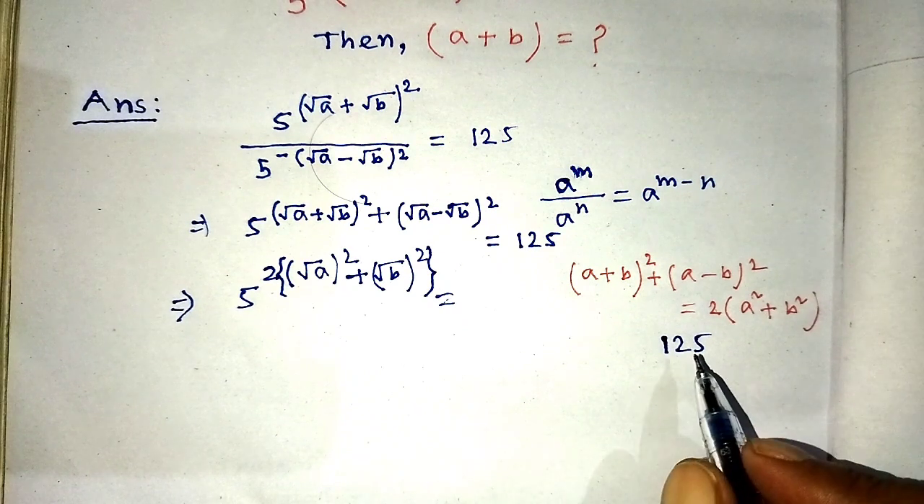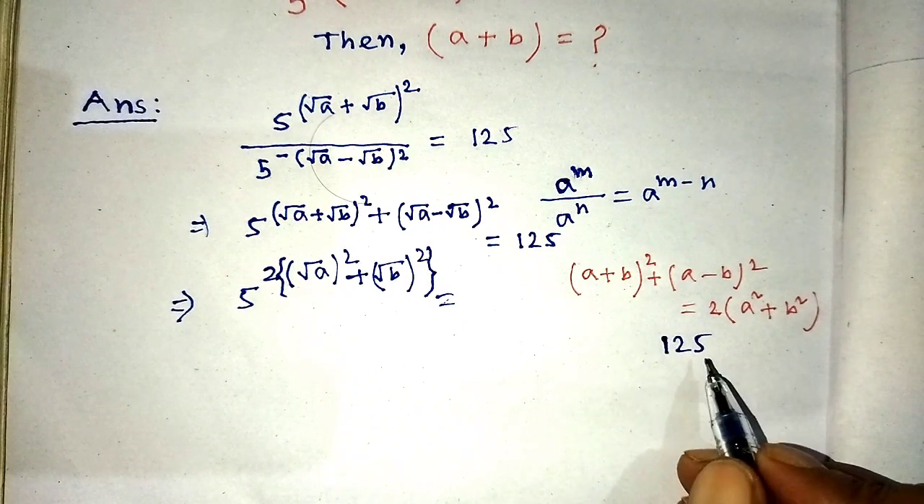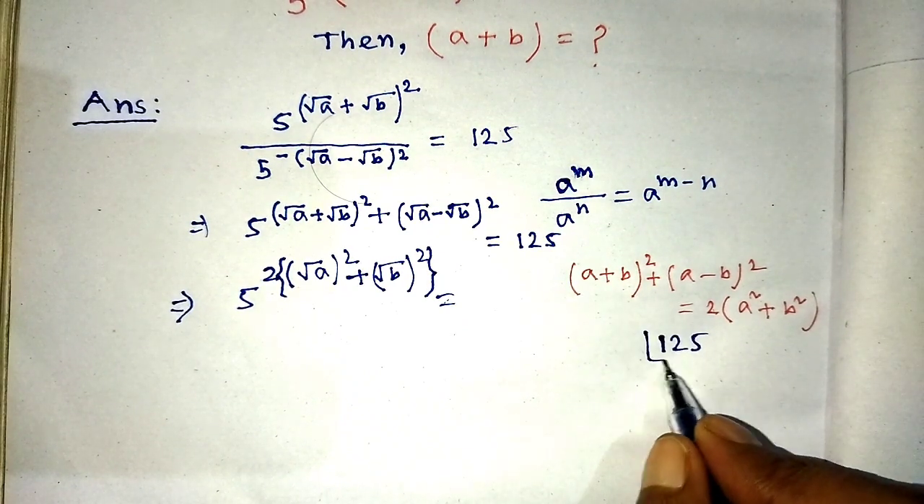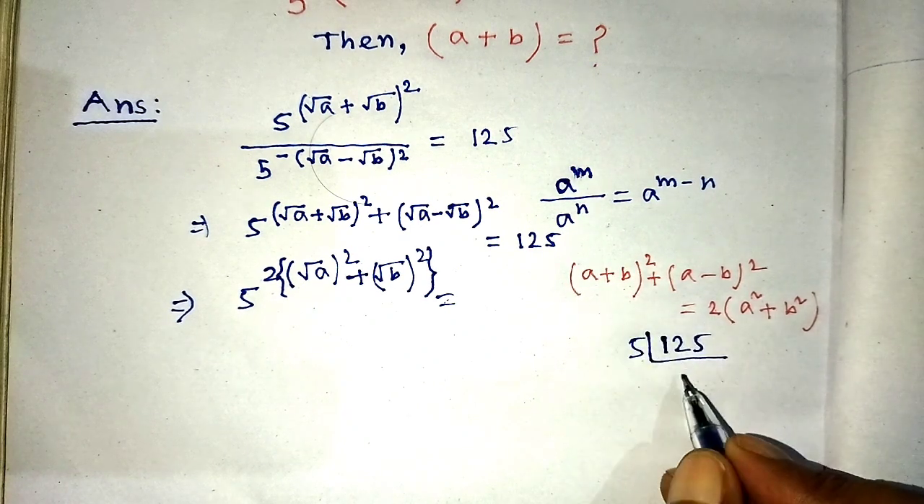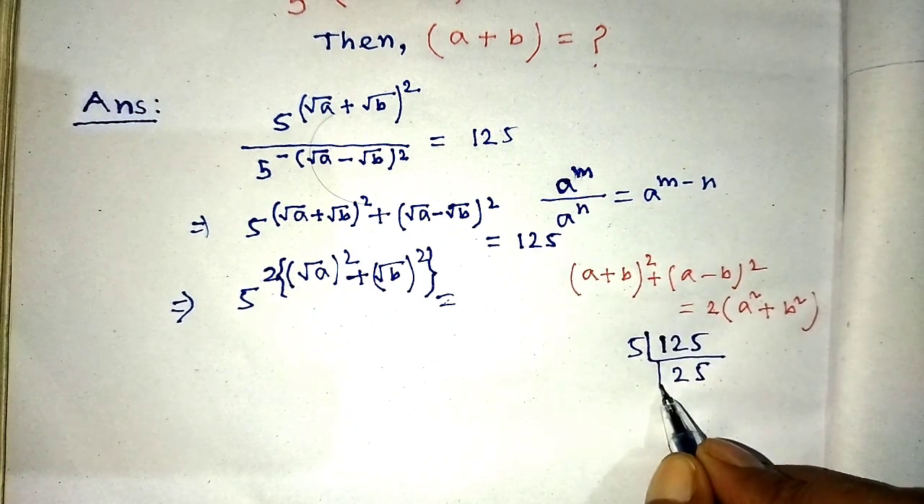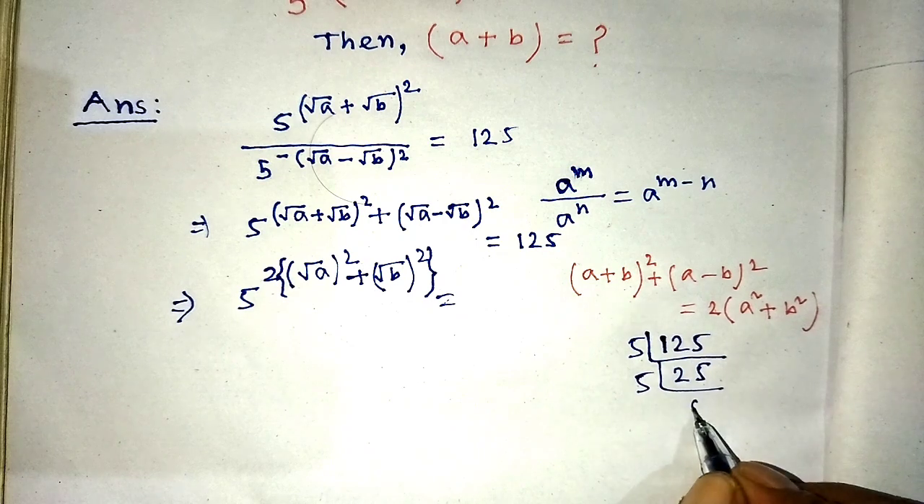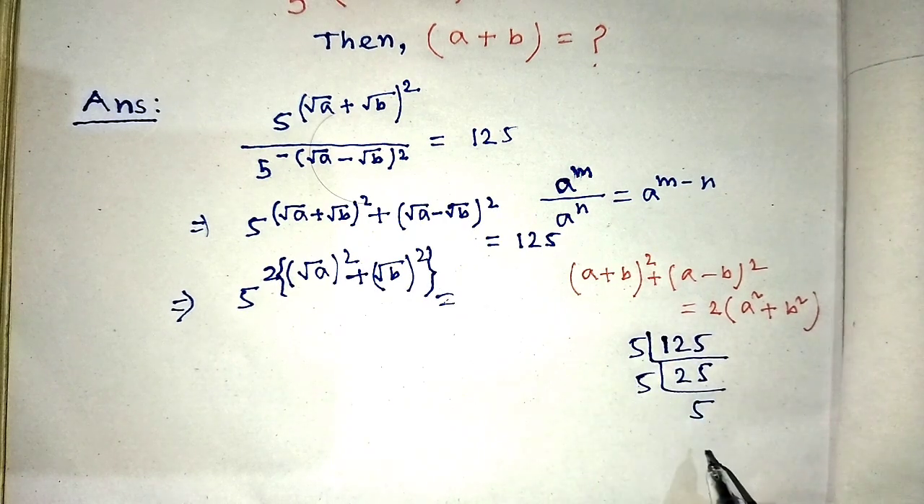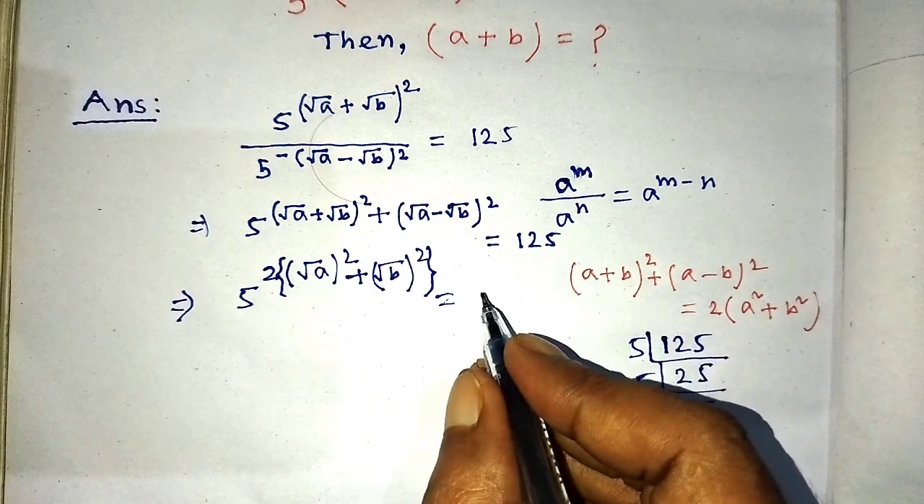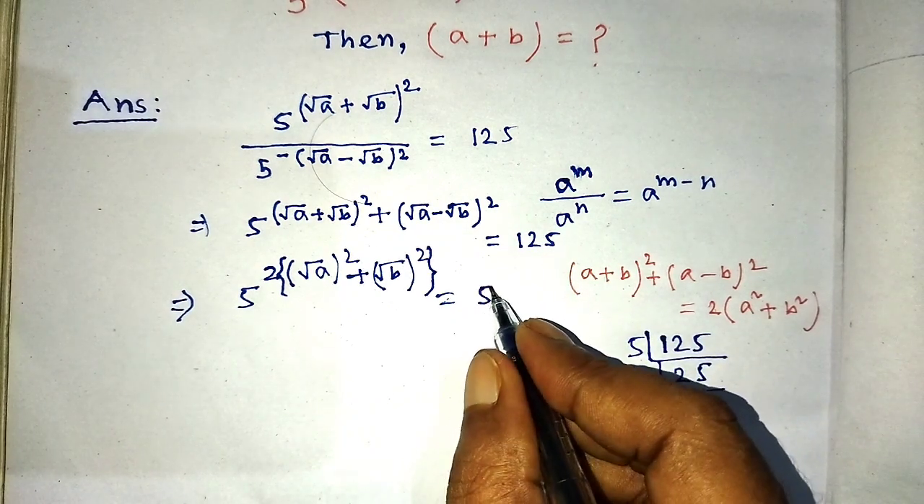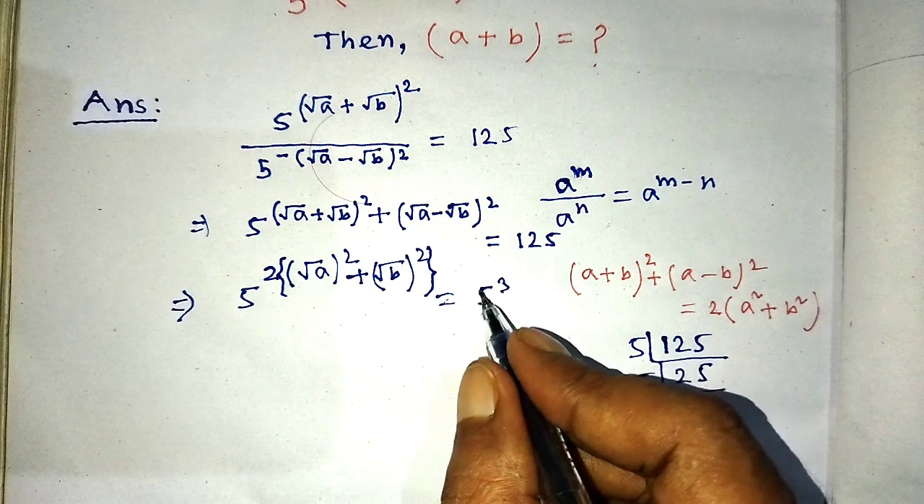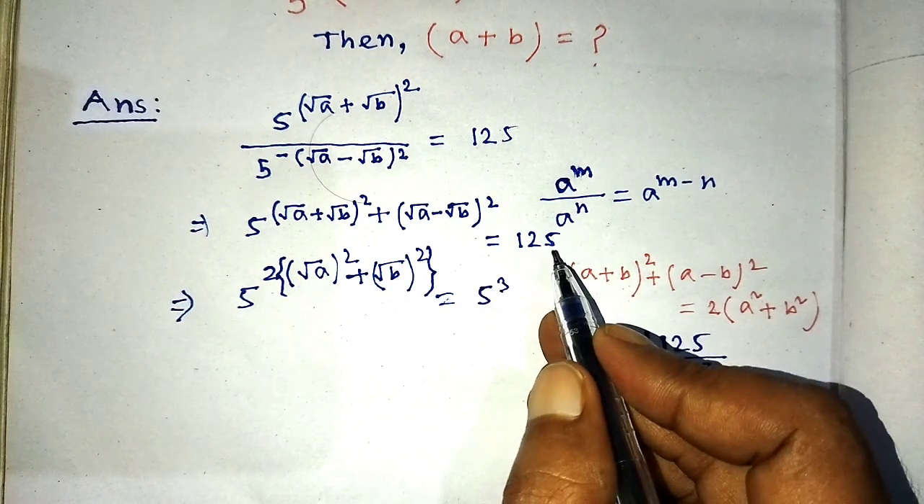If you apply the prime factorization method on 125, then 5 into 25 is 125, and 5 into 5 is 25. So how many 5s are there? Three 5s are there. In the place of 125 we have to write 5 to the power 3. So this is the exponential form of 125.